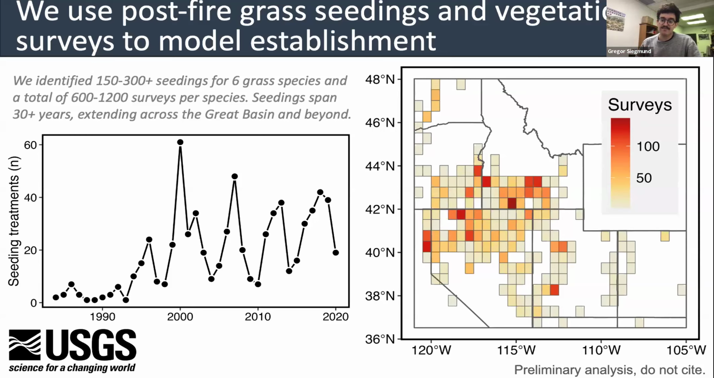These are seedings that have survey data that we can then use to infer seeding outcomes. So these plots here show the amount of data that we have across time and over space. I'm using seedings that we identified from the Land Treatment Digital Library and fire perimeter data, as well as surveys conducted by landscape monitoring programs like the Bureau of Land Management's Assessment, Inventory, and Monitoring Program. And I'm happy to chat more about this process and the data if anyone has questions.